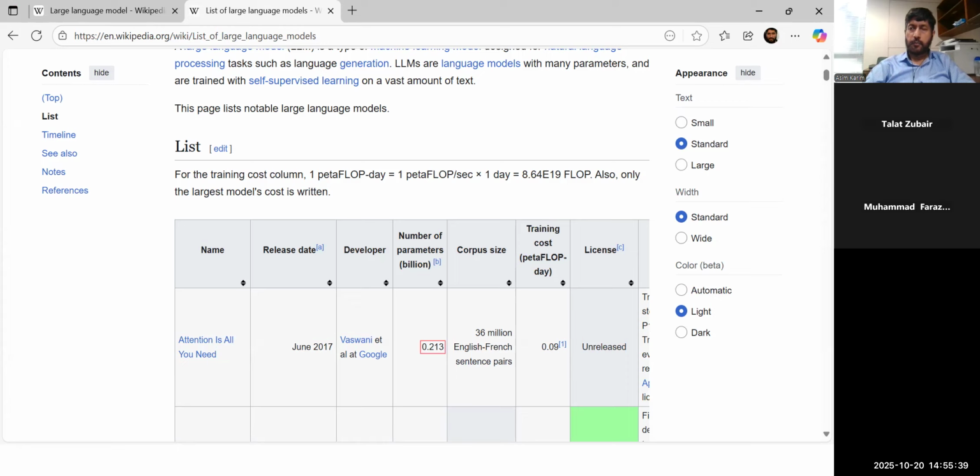So the 2017 paper has 0.21 billion parameters. Parameters are the various parameters in a neural network or the large language model that is used. And those are the free parameters that you train or adapt using the training data. But as you move down this list, you'll notice that the number of parameters increases. Nowadays, usually the number of parameters is into the hundreds of billions.